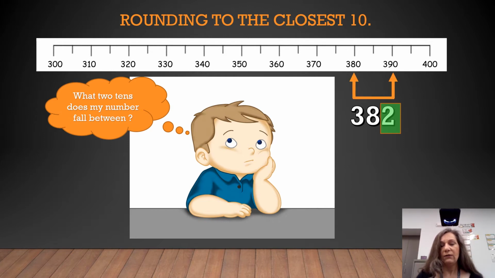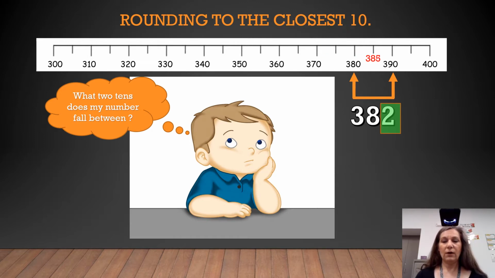And we know that if we look at the tens place, the 80 is there. So we know that the number comes between 380 and 390. Now remember, the hundreds place is still there. We can count by tens for as long as we need to. So just be careful not to drop the hundreds place off.